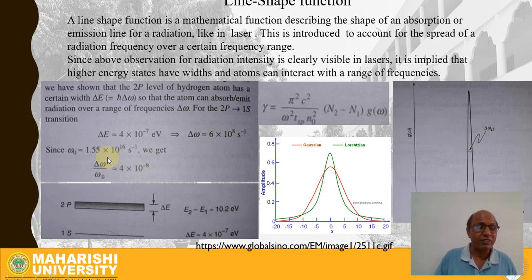So we are defining this as a term to show the spectral purity of a radiation. In other words, if delta omega is much less than omega 0, then we can call that radiation spectrally pure, right?